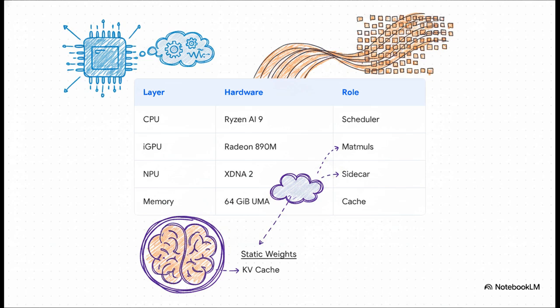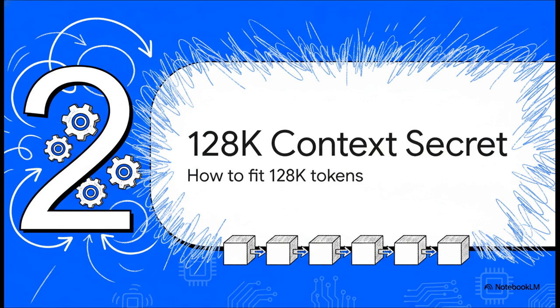And tying this entire thing together is the Unified Memory Architecture, or UMA. This is absolutely critical. It means our CPU and our iGPU aren't fighting over separate, isolated memory pools. They share this massive 64GB canvas, holding both our static weights and our key value, or KV, cache in total harmony. Which brings us to section 2, the 128K context secret.